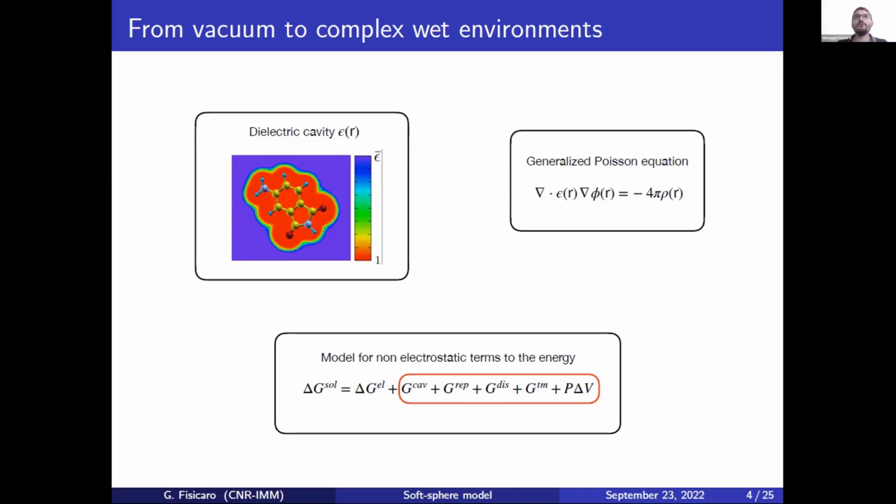Then we need a solver for a generalized Poisson equation. You see here we have the permittivity, which varies in space. So we need a solver for this equation, and then we need a model for the non-electrostatic terms to the energy. In principle, in this talk I am supposed to give details on all these three components. I will go fast, but stop me if you want more details.